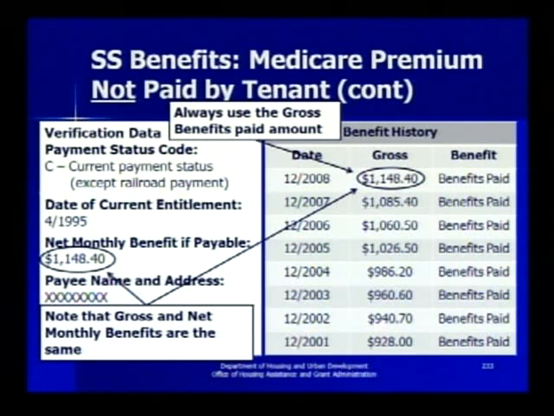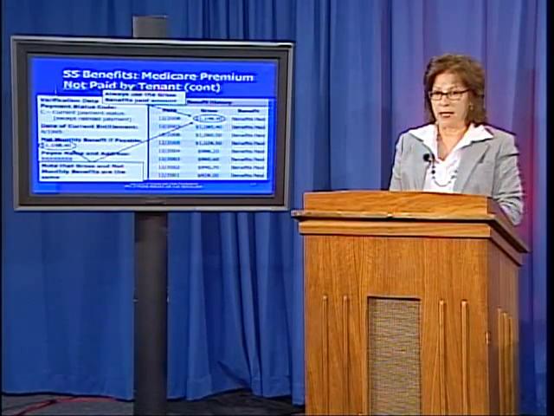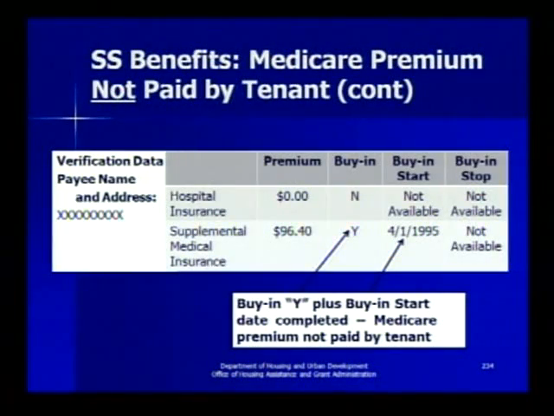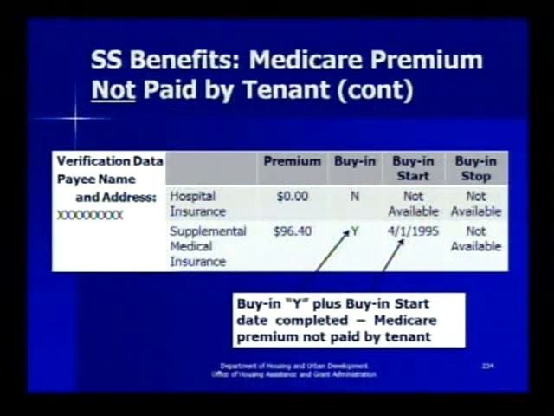This slide just merely demonstrates your gross amount equals your net amount. The net amount is the one that the tenant is receiving. So obviously it's not coming out of their pocket, so it's not going to be included as a medical expense. Here again is the lower portion of the income statement. This actually reflects the buy-in. There's a Y there next to the $96.40. That indicates that it's being paid for by a third-party entity or the state. So that also would be an indication not to include that as a medical expense for that tenant.